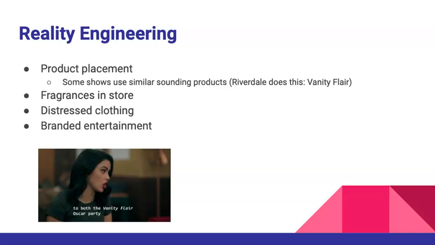The use of scents in the retail environment. Abercrombie is really big on that, releasing a signature scent into the store while customers are shopping. Distressed clothing is another example of how fashion can engineer reality. The tears in the jeans weren't there because someone actually tripped and fell. They were put there by machines.